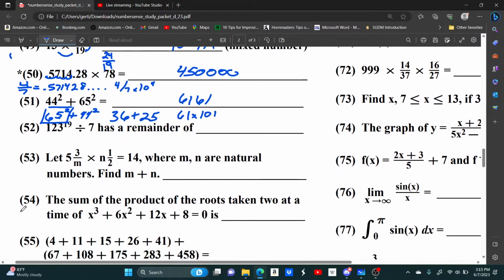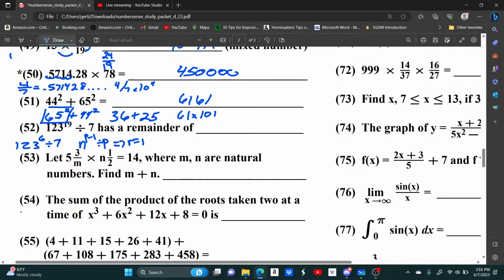Okay, 52. 123 to the 19th divided by 7 has a remainder of, ooh, this one's ugly. Okay, here's what I can do. If I have 123 to the 6th divided by 7, then by Fermat's little theorem, I know that a number raised to p minus 1, divided by p, where p is any prime number, is going to have a remainder of 1.